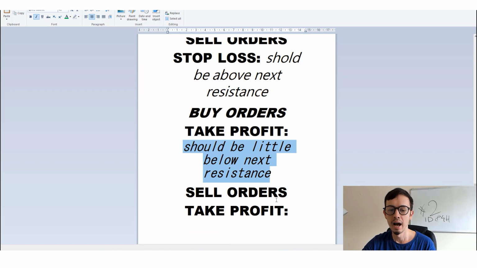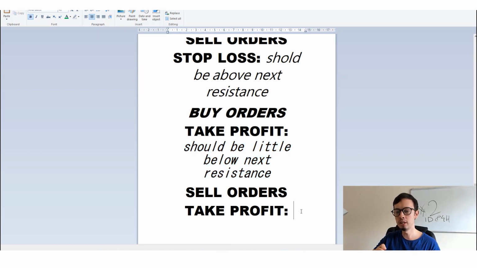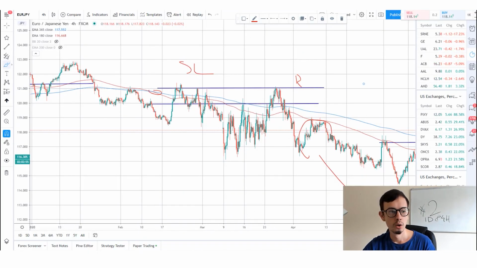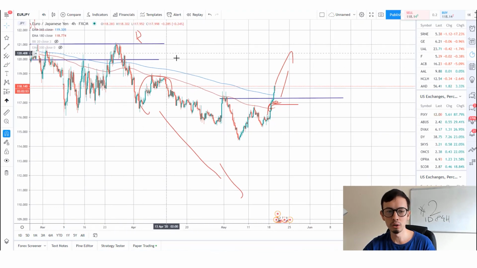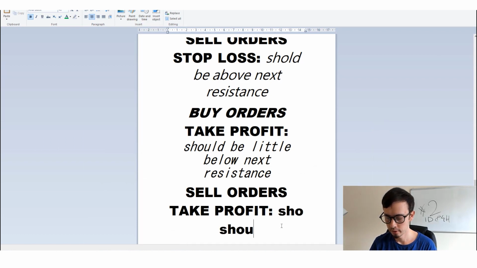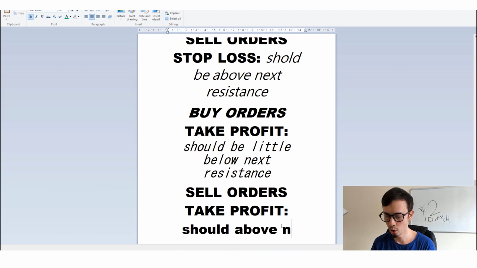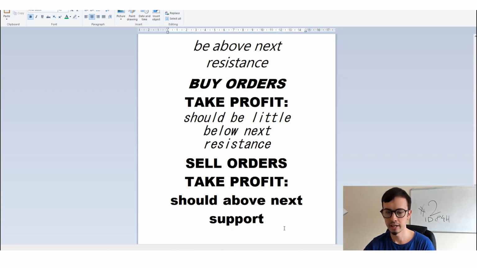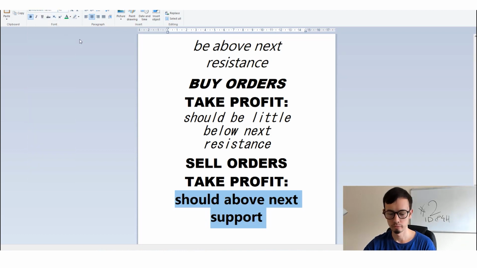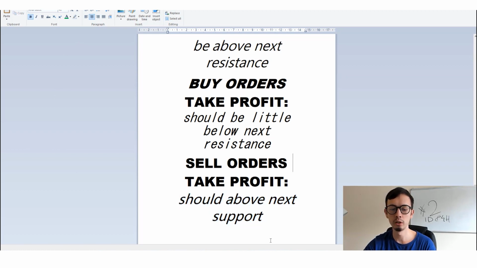And for the sale orders, your take profit should be, in a sale order, where is the price going to stop going down? At the next support, right? Yes. So a little bit above the next support. On what time frames? On the 4 hour and daily time frames. Make sure that they confirm.